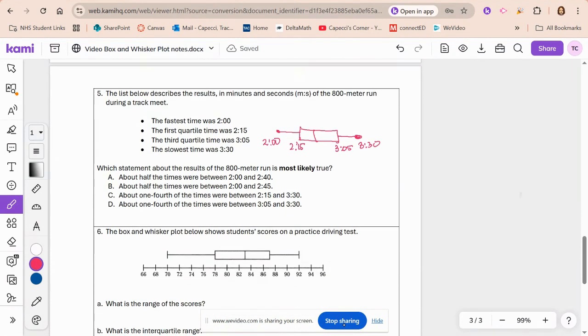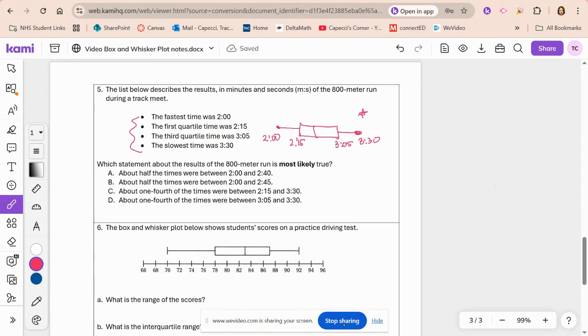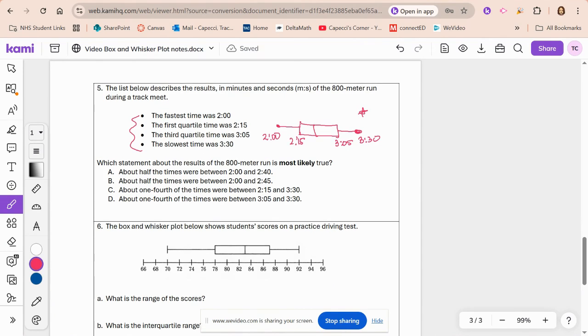Okay, moving on to the next one. It says the list below describes the results in minutes and seconds of the 800-meter run during a track meet. So what I did is I took the information they gave us and created a little box and whisker. The fastest time was 2 minutes. The first quartile here was 2 minutes and 15 seconds. The third quartile, or upper quartile, is 3 minutes and 5 seconds. And the slowest time was 3:30.